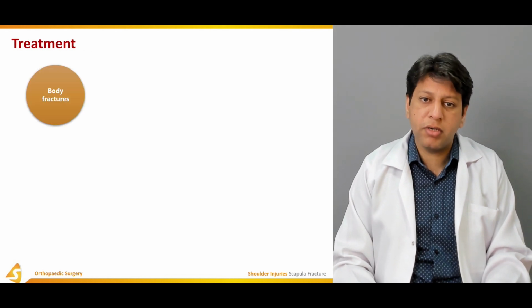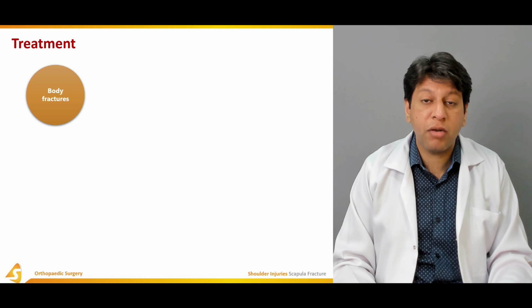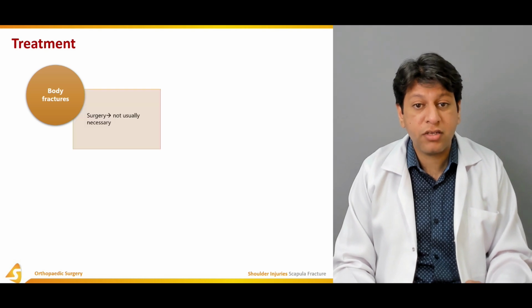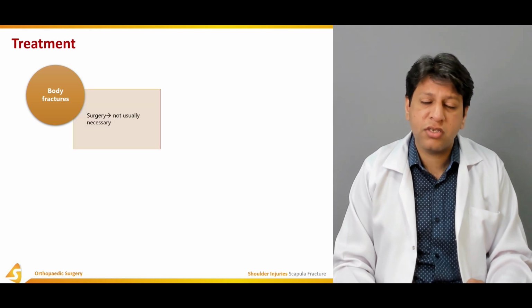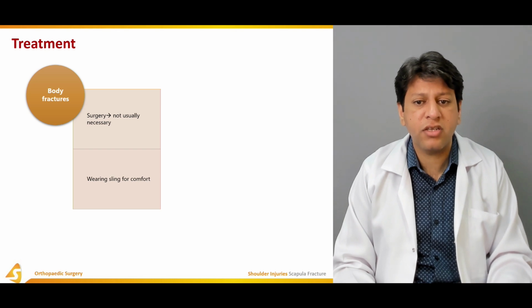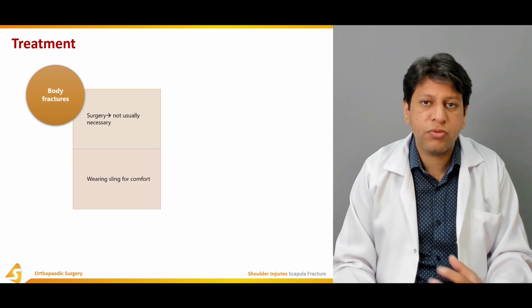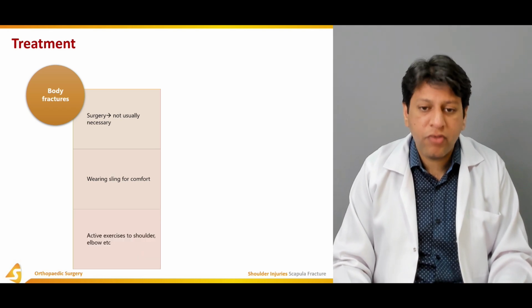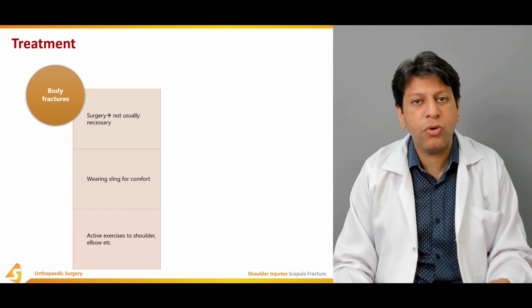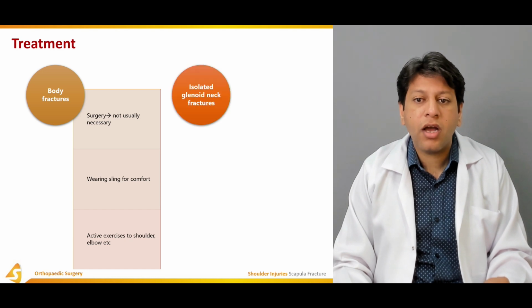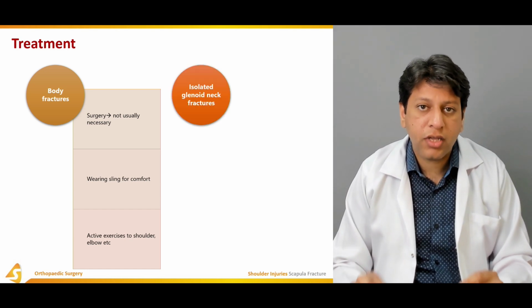Now coming to the treatment. If there are body fractures and other extra-articular fractures, usually surgery is not necessary. The management is wearing a sling for comfort till the fractures heal and the pain eventually settles down, and then we can start range of motion in the form of active exercises to the shoulder, elbow, etc. If it is an isolated glenoid neck fracture, now that is important.